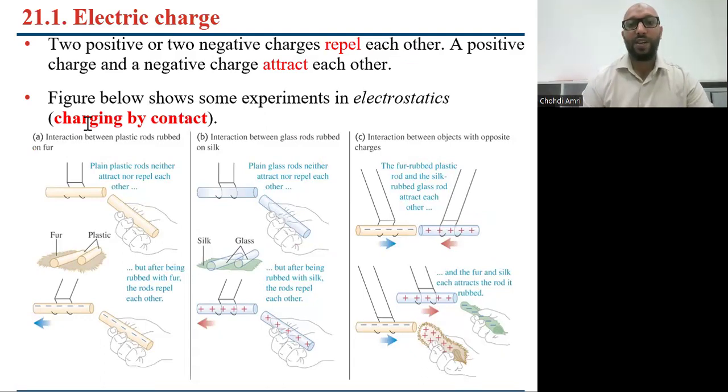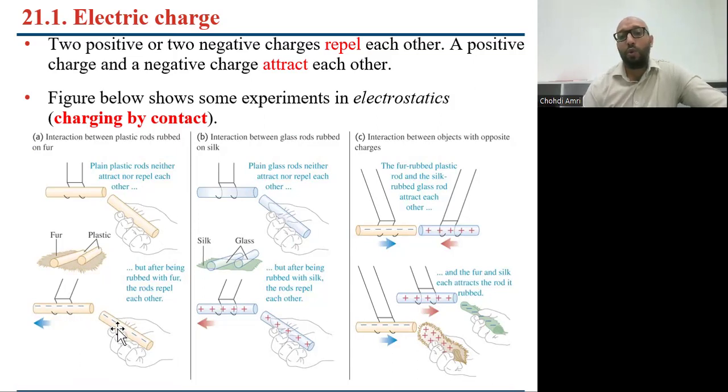The first process is charging by contact. You can see here, if an uncharged plastic rod is approached to another uncharged plastic rod, nothing happens. However, when we rub the plastic rod with the fur, the plastic rod will be charged negatively. Charged negatively means it gains some electrons from the fur.